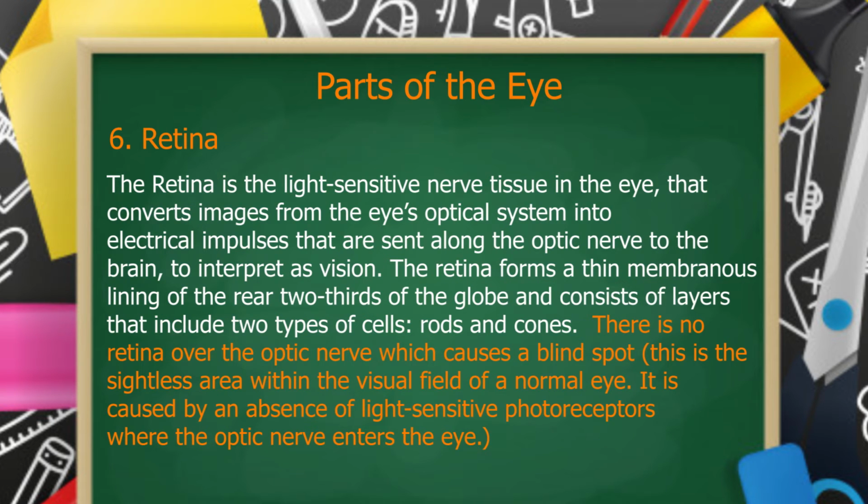There is no retina over the optic nerve, which causes a blind spot. This is the sightless area within the visual field of a normal eye. It is caused by the absence of light-sensitive photoreceptors where the optic nerve enters the eye.